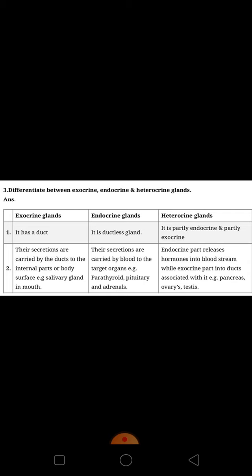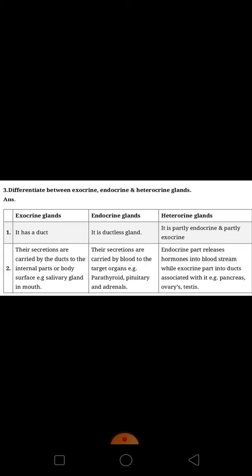Moving to question number 3, let's talk about the differences between exocrine, endocrine, and heterocrine glands. Now, as you can see, exocrine glands have a duct, that is a tube. Endocrine glands are known as ductless glands. They are devoid of any ducts. Heterocrine glands are partially endocrine and partially exocrine. So they are also known as mixed glands. The example is pancreas. As you all know, pancreas acts as endocrine also and exocrine also.